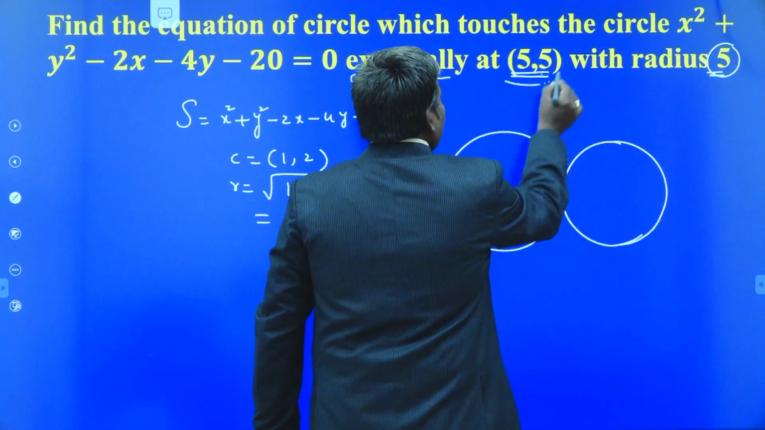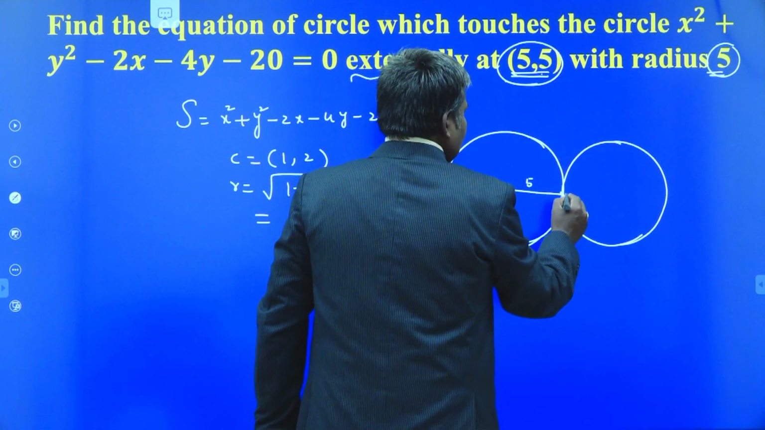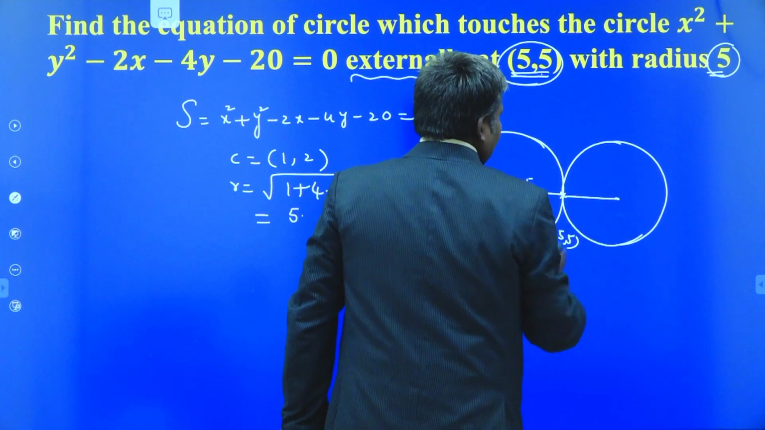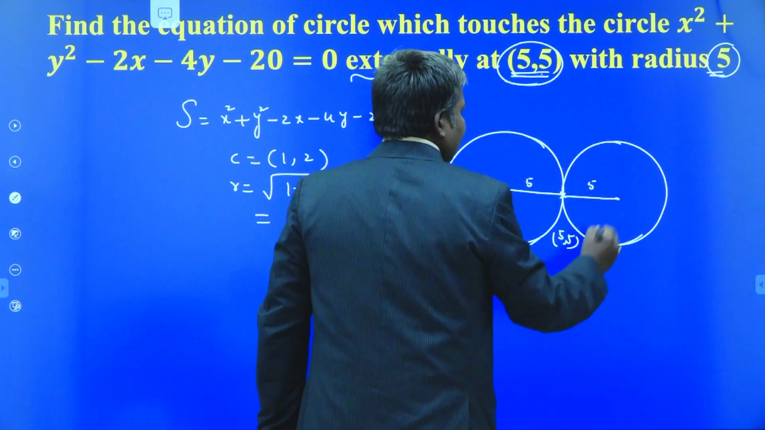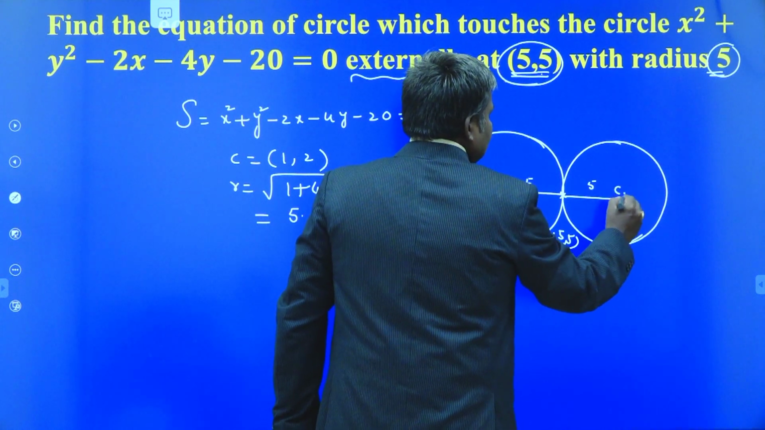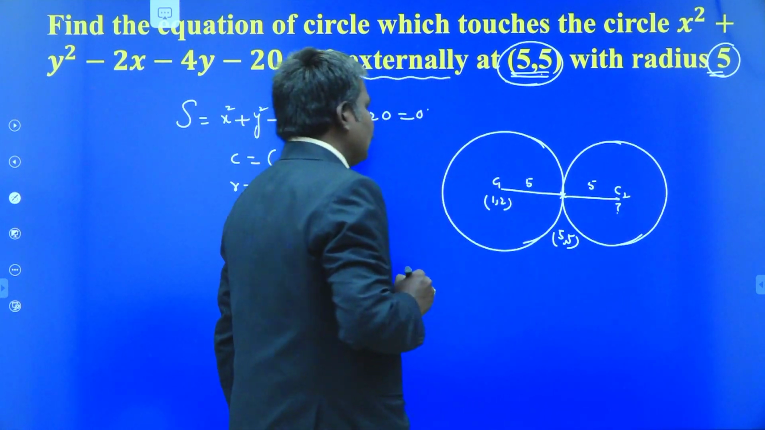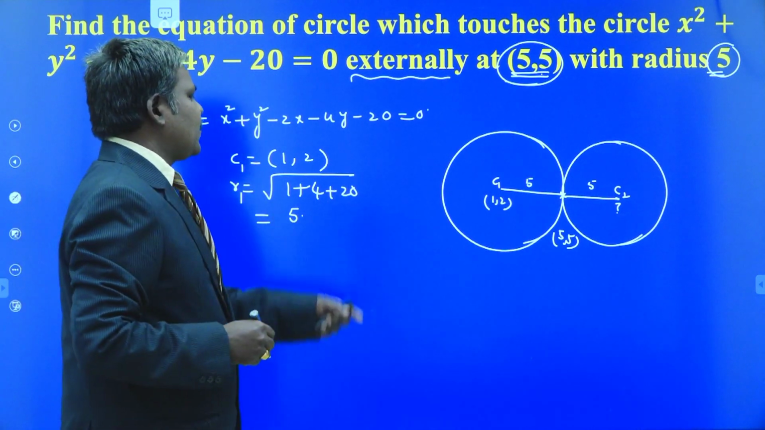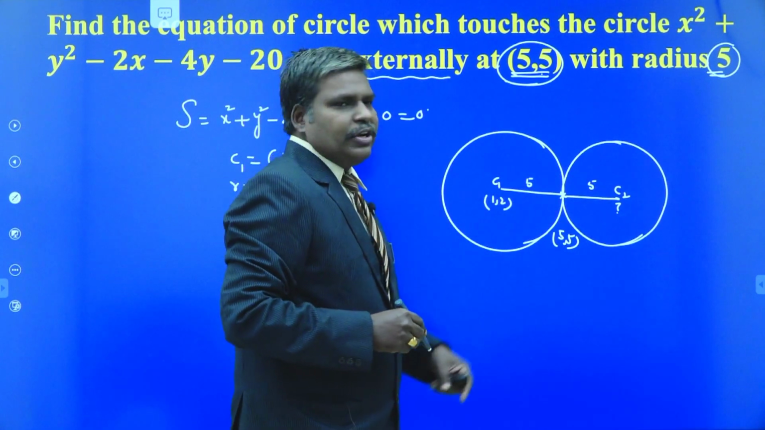What is the point of contact for both the circles? This is the point (5, 5). And the radius of the required circle is also 5 units. You have to find out C2. C1 is given to you, (1, 2). R1 is also given to you, that is 5. Required radius is also given to you, that is 5.